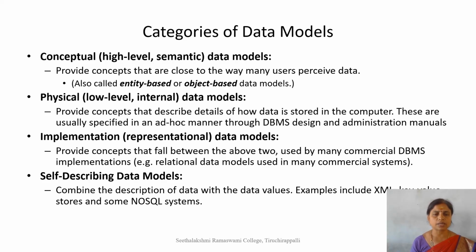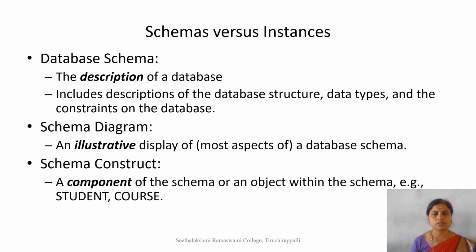Self-describing data model. It combines the description of data with the data values. Examples include XML. Next, we are going to see what a schema is and what an instance is. Database schema is the description of a database. It includes description of the database structure, data types, and the constraints on the database. The schema diagram is an illustrative display of a database schema. The schema constructs contain a component or object within the schema.